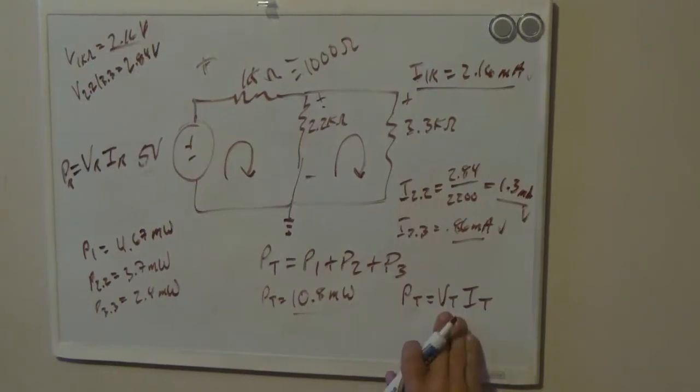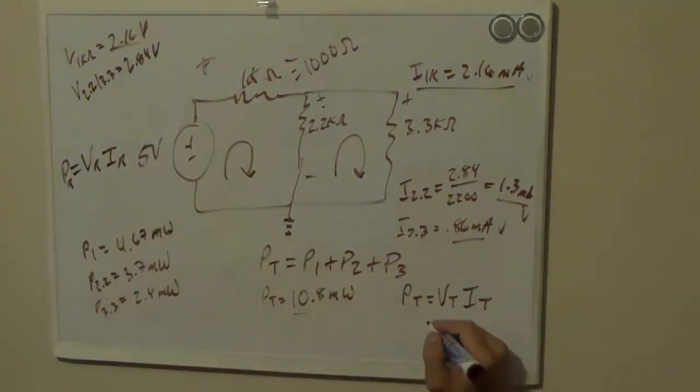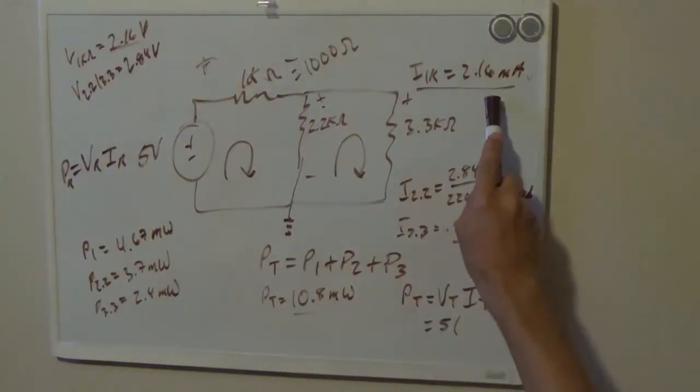So, what is the total voltage? Well, that's this. That's 5 volts. So that's the 5. But what is the total current? Now, that one, you kind of have to think about a little bit. What did I say the total current was? Remember that, well, I'm just going to give it away. This is the total current.